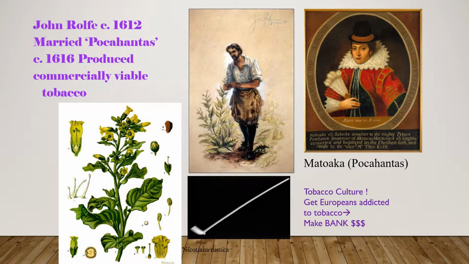So, strong note here, I have a picture of it there, Nicotiana rustica, that's tobacco, that early tobacco. The Roanoke colony had brought a little bit of tobacco back to England all the way back in the 1580s. And it didn't go over very well.